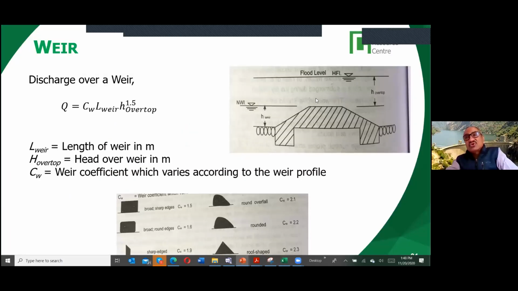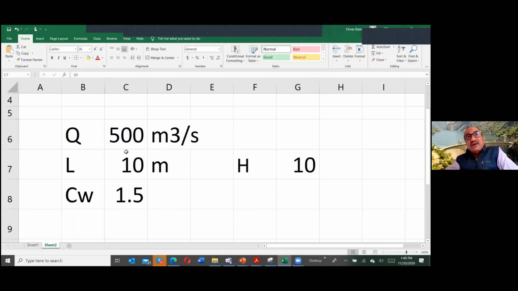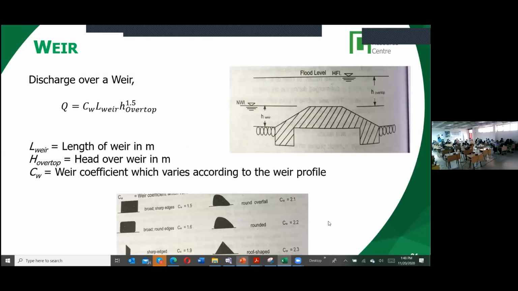So what it shows is, if the bank height here is, let's say, 5 or 6 meter above the crest level, then this river cannot pass a 500 cubic meter per second flood without flooding the banks, and this can create problems. So hydropower design needs to also consider such a condition. This is basically something that I wanted to point out.